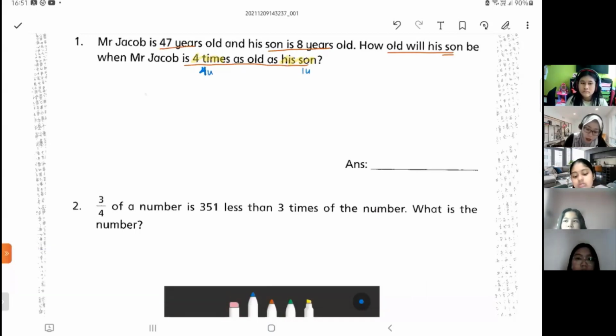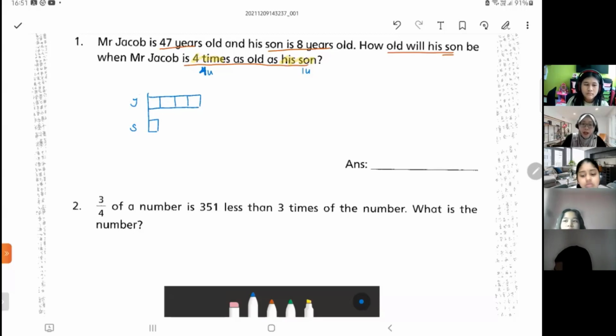So I'm going to draw a comparison model, Mr. Jacob and the son. Mr. Jacob is 4 units, and then the son is 1 unit, like this. Then you can tell that there is a difference, and it is actually 3 units. 1, 2, 3. And how do I get these 3 units? I simply take 4 units, take away 1 unit, to get my 3 units.